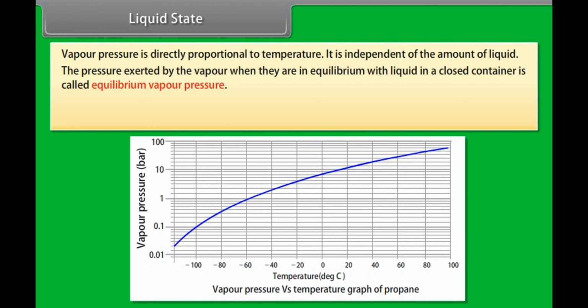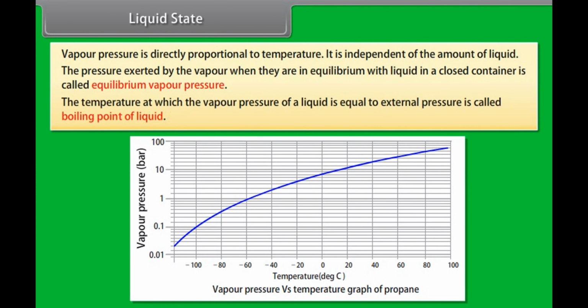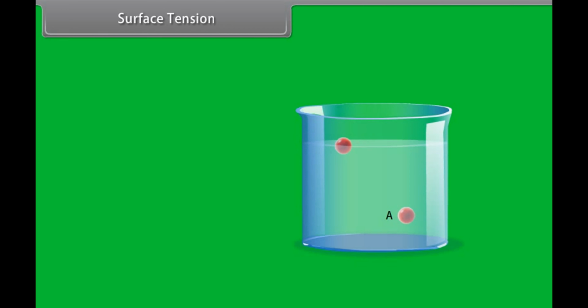The pressure exerted by the vapor when they are in equilibrium with liquid in a closed container is called equilibrium vapor pressure. The temperature at which the vapor pressure of a liquid is equal to external pressure is called the boiling point of the liquid. Surface tension. A molecule within the bulk of a liquid is uniformly attracted in all directions by the neighboring molecules.